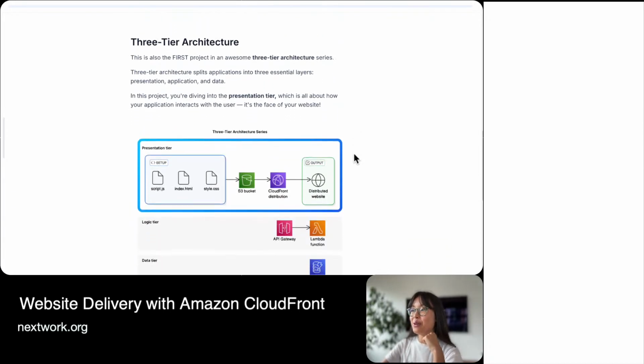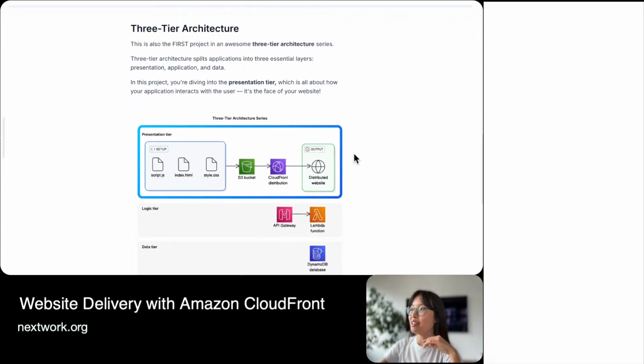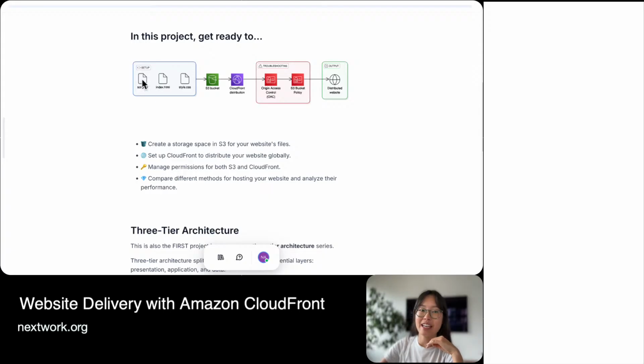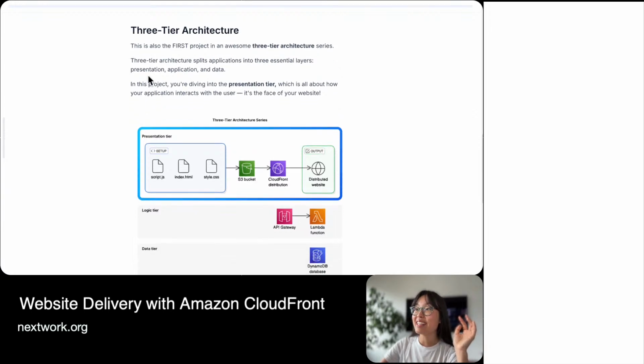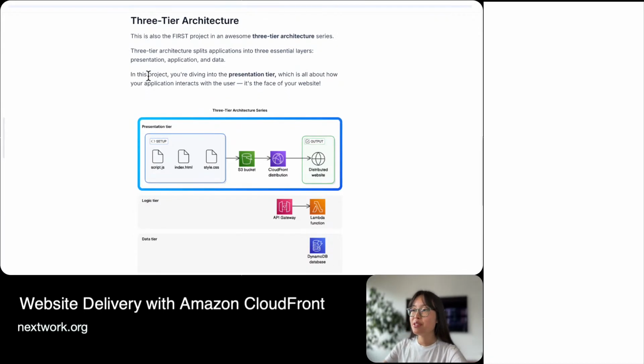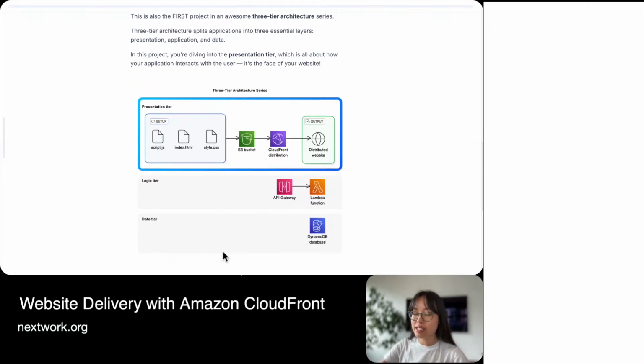Okay, so drumroll please. You might have noticed that I also mentioned we'll be talking a little bit more about script.js later in this series. So what is this series that we're doing? This series is a 3-tier architecture series, something that is so highly requested in the NextWork community. If you're new to 3-tier architecture, just know that it's about splitting an application into 3 essential layers. You have the presentation tier, or the presentation layer, which is what we're doing now. And then there's also something called a logic tier and a data tier.